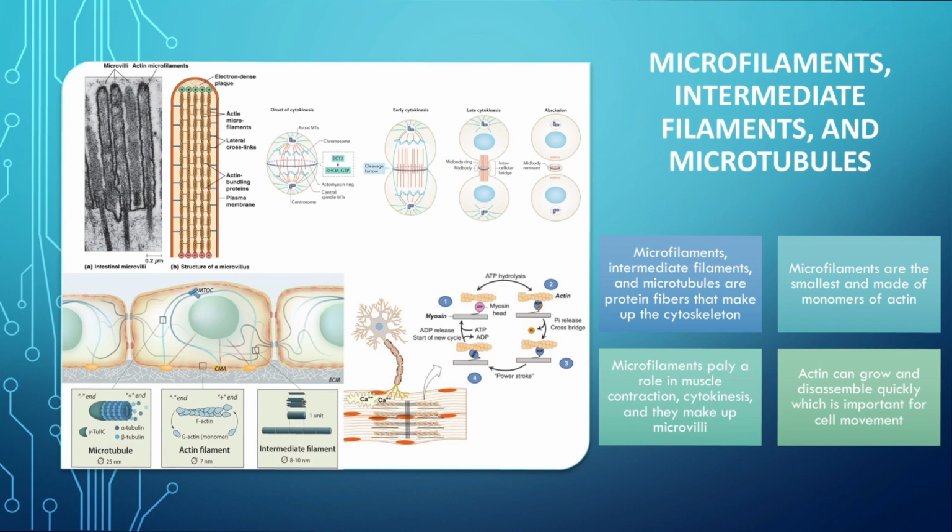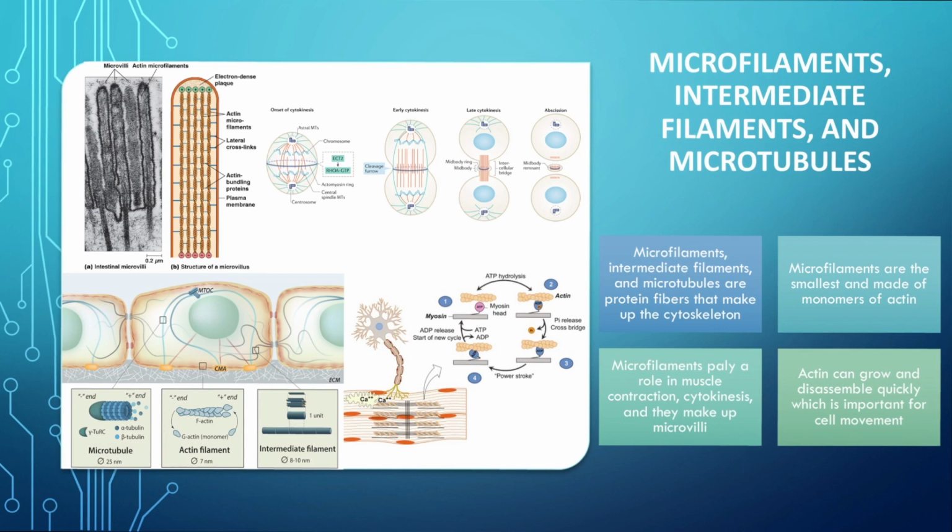These are all protein fibers within the cytoplasm that help support cell structure, cell and organelle movement, as well as cell division. So together, these three types of protein fibers help make up the cytoskeleton of the cell. Now that we have this big picture in mind, let's dive in and talk about each one of these protein fibers specifically. First, let's discuss the microfilaments.